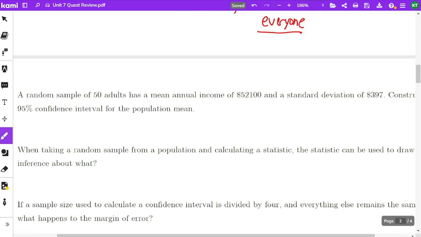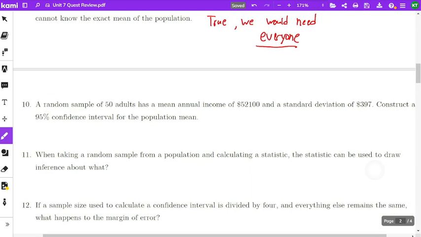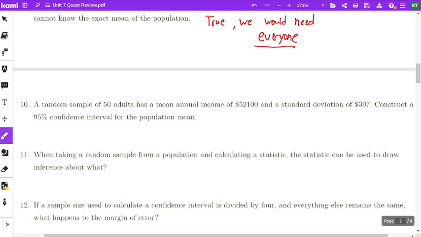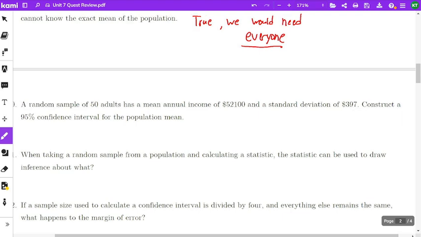Okay. It wants us to conduct a confidence interval here. Again, I don't have a calculator on me right now, so I'm actually just going to set this up. You can go ahead and solve this yourself. We have a simple random sample of 50 adults, a mean income, and a standard deviation of 397. So we would do 1.96 multiplied by 397 divided by the square root of our sample size, which is 50. Whatever I get here, let's say that's going to be our ME.